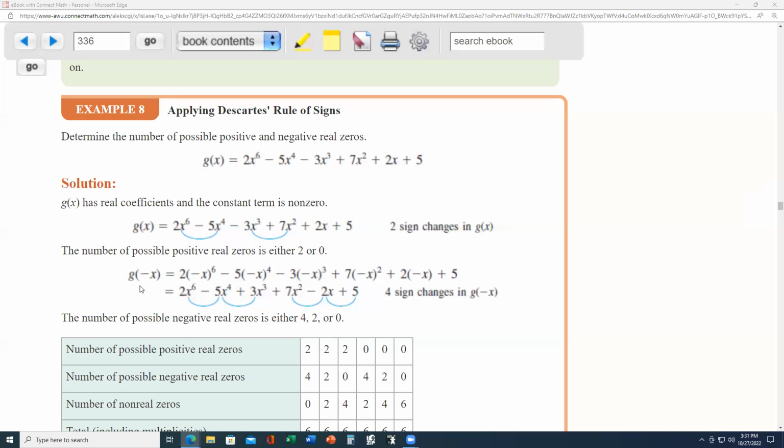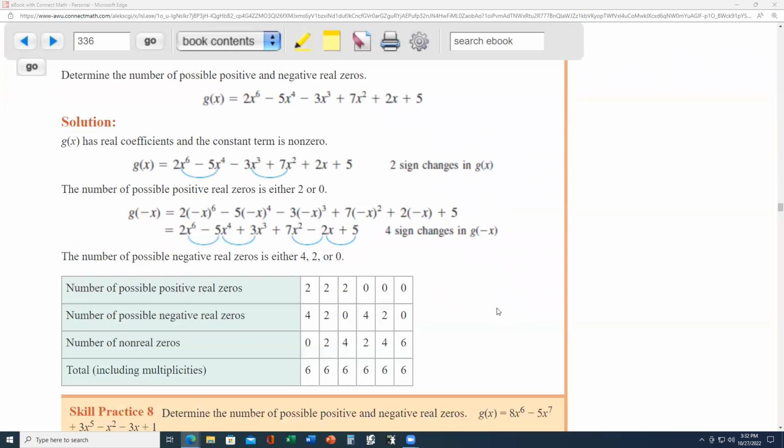So after simplifying the function g of x, when I put negative x into it, I count 4 sign changes. Therefore, according to this theorem, this polynomial function is expected to have either 4 negative real zeros, or 4 minus 2, or 2 negative real zeros, or 2 minus 2, or 0, or no real negative zeros. All right, so what are the possibilities?